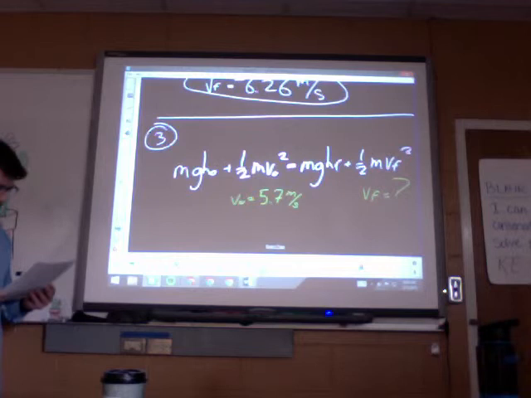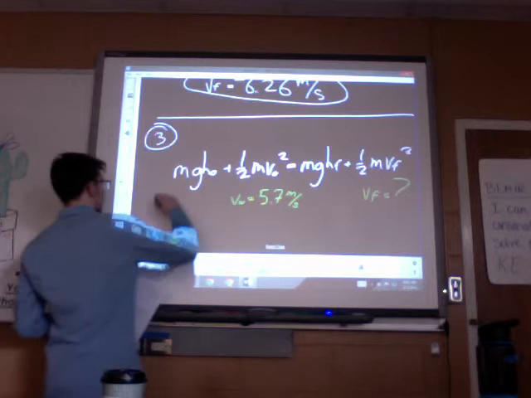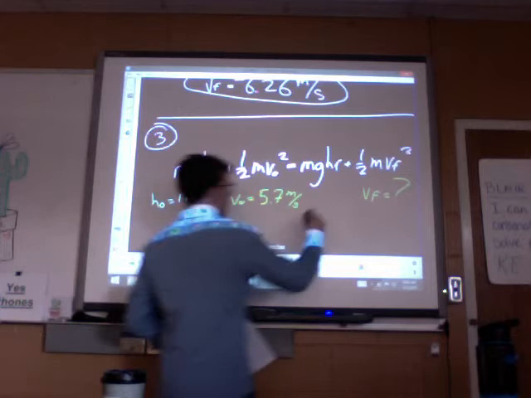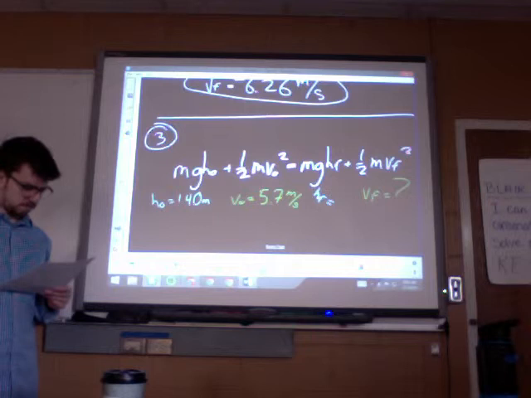What's initial height? 140. Very good. H initial equals 140 meters. And it looks like that other one will be H final. I think it's 95. Yeah, thank you. 95 meters.